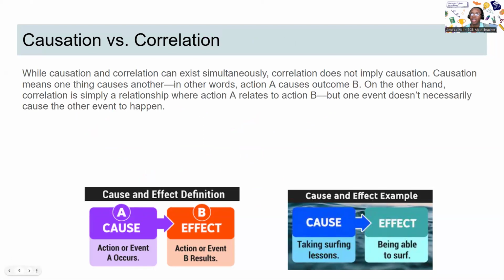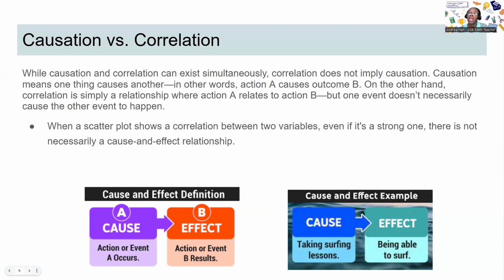Causation versus correlation. While causation and correlation can exist simultaneously at the same time, correlation does not imply causation. Causation means one thing causes another. In other words, action A causes outcome B. On the other hand, correlation is simply a relationship where action A relates to action B. But one event doesn't necessarily cause the other to happen. When a scatter plot shows a correlation between two variables, even if it's a strong one, there is not necessarily a cause and effect relationship.